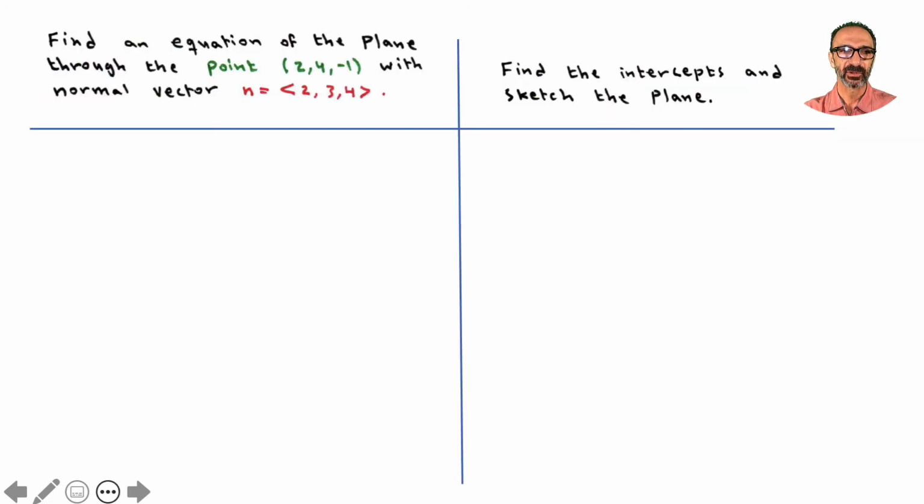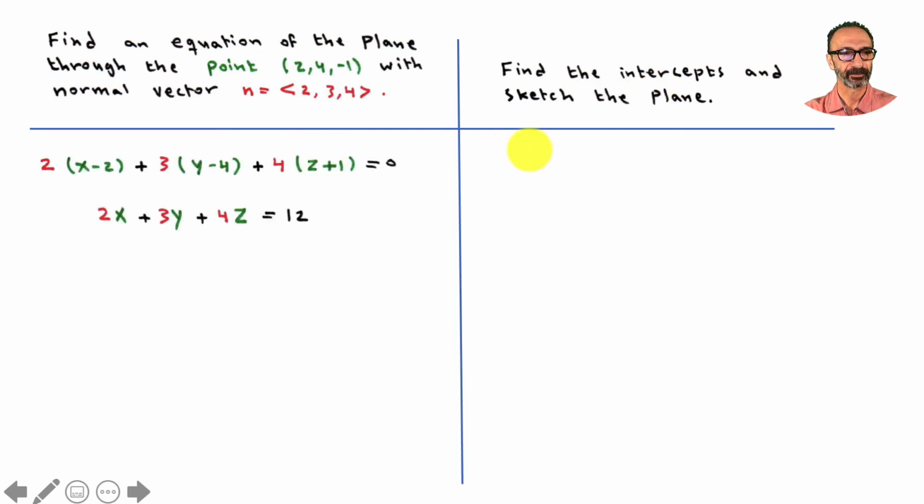Find an equation of the plane through the point with the normal vector N. I'm highlighting the main information. You need a point and you need the normal. And after that, we're going to sketch the plane.